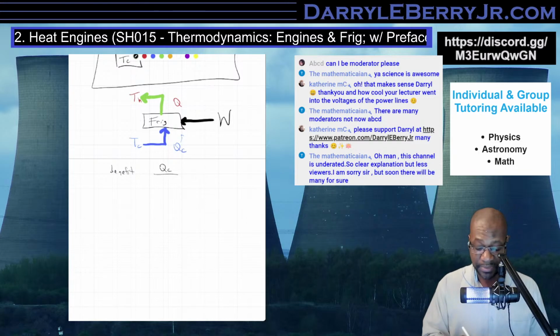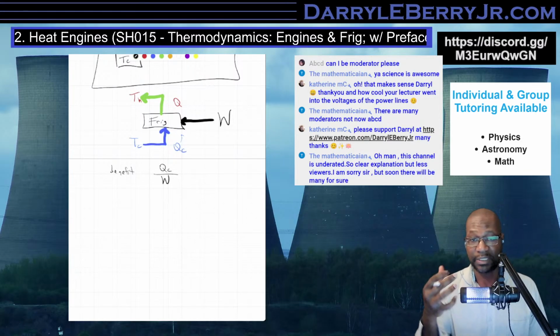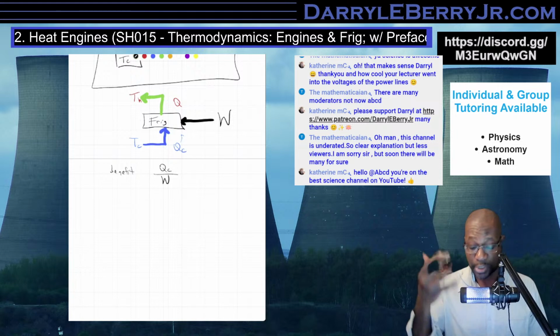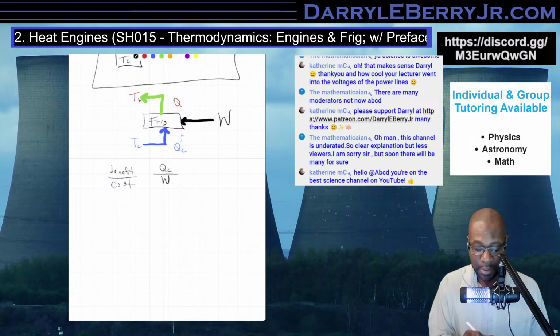And the cost is going to be here, the work. So the work that we put into this engine to draw that energy out of the cold, that's going to be the cost that we have to do this cooling that we have. So it's still the same thing, benefit divided by cost, and I'll call this cost of performance.